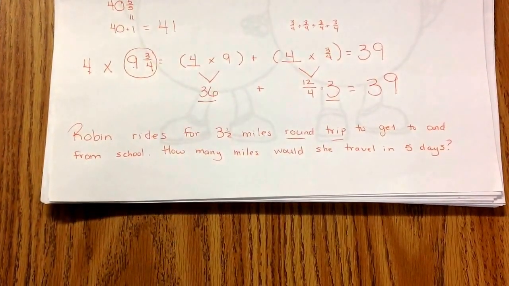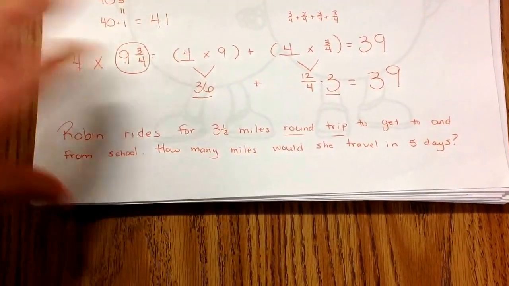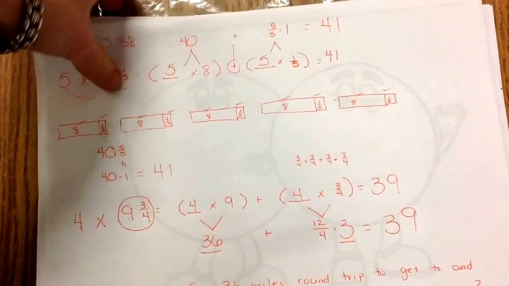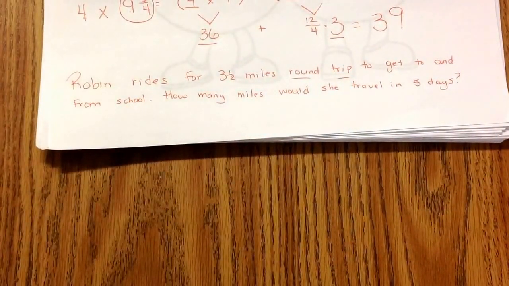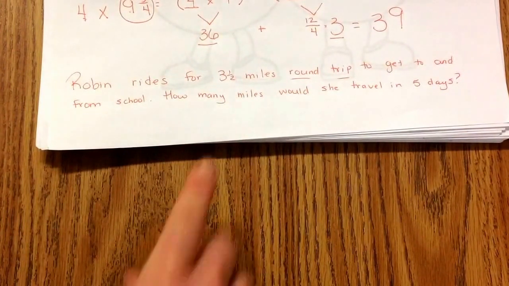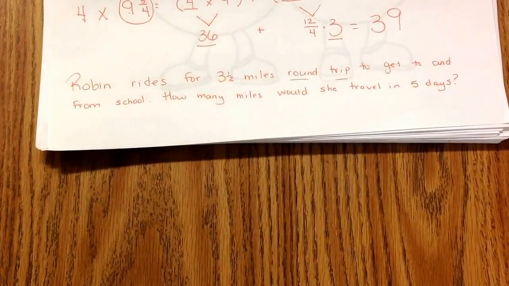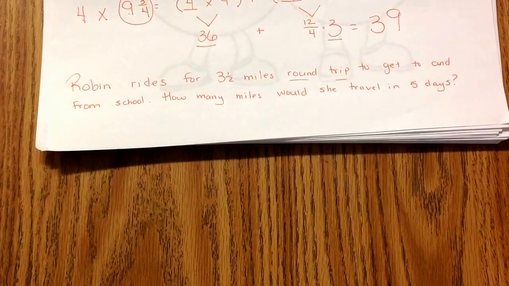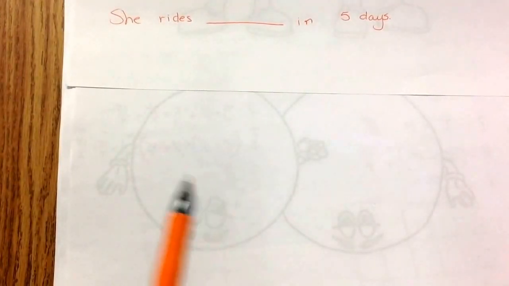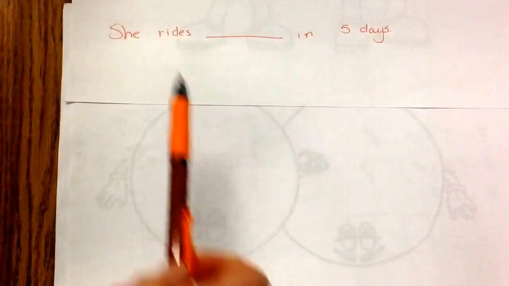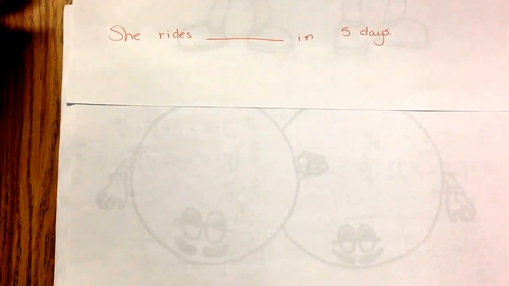So go ahead and draw out that tape model or draw out these boxes or whatever you need to do in order to solve this problem. Don't forget your answer statement and draw something to solve it out. Pause while you do this. Here's my answer statement. I wanted to know how many miles she would travel in 5 days. She rides blank in 5 days.